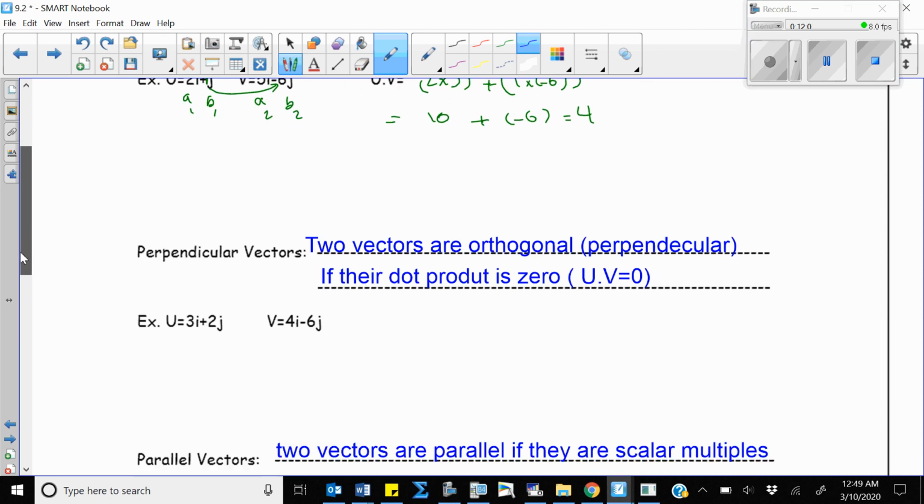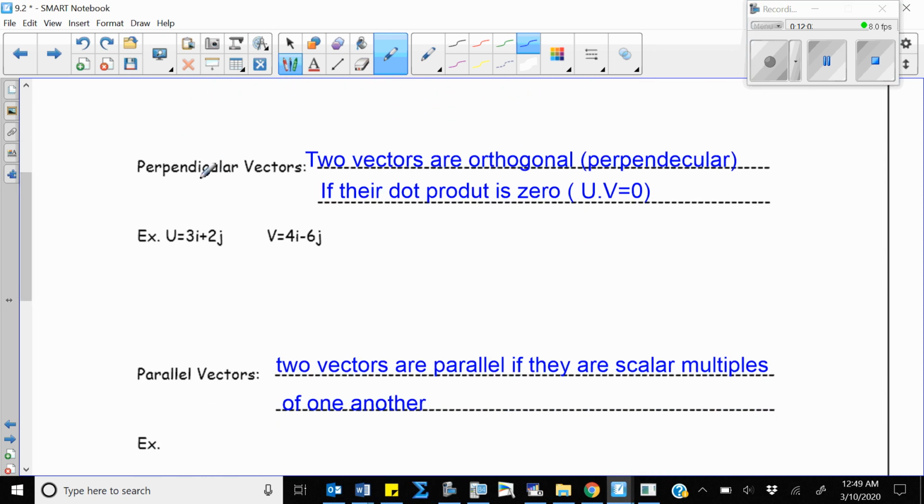It's just a scalar. Now, what are perpendicular vectors? Two vectors are orthogonal or perpendicular if their dot product is 0. This is actually the dot product.